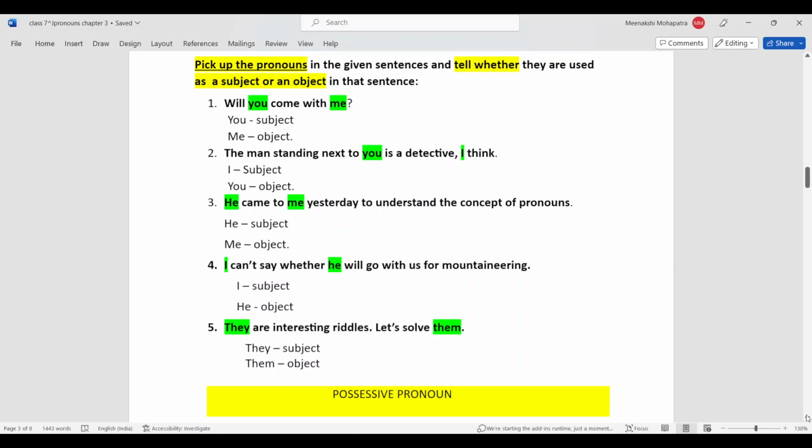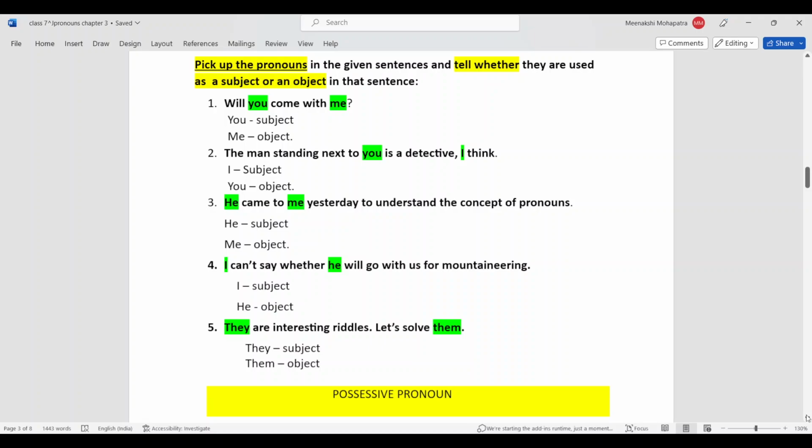Number three, he came to me yesterday to understand the concept of pronouns. Who came? He. He is the subject. Now, what did he do? We have to identify the predicate of the sentence. Came to me yesterday to understand the concept of pronouns. Now, me is the object.